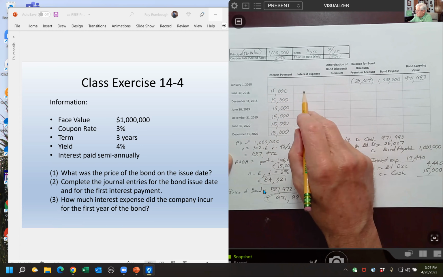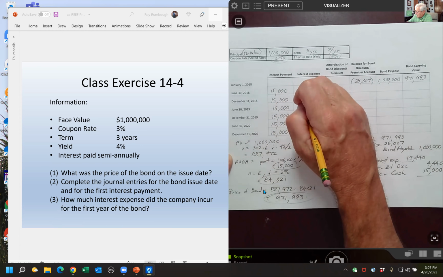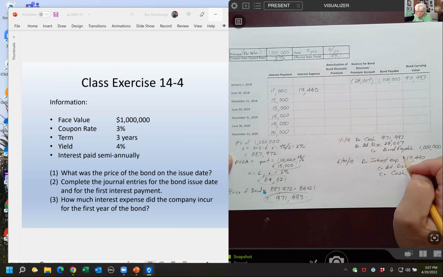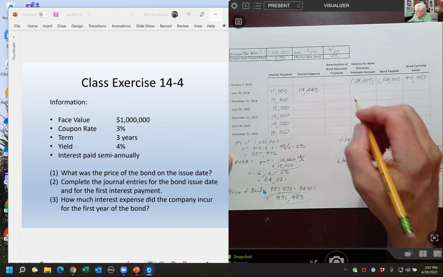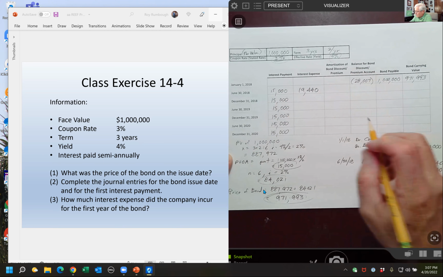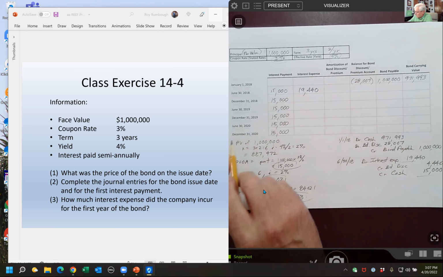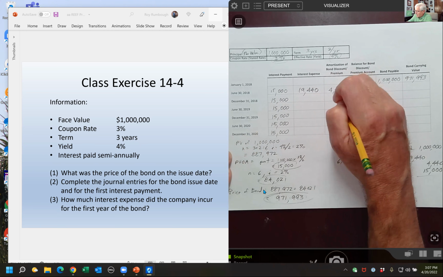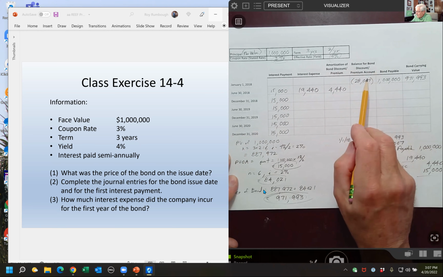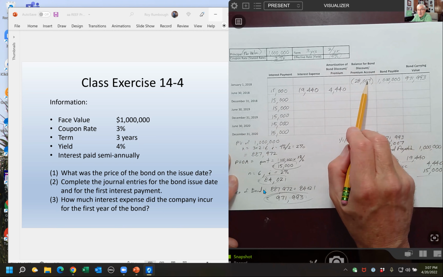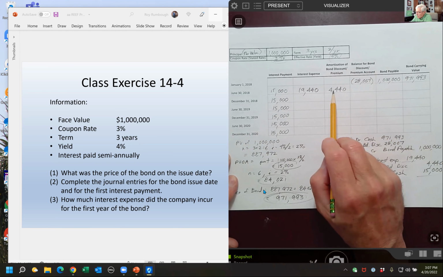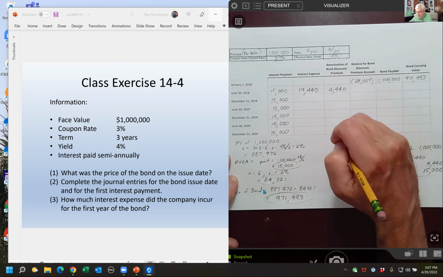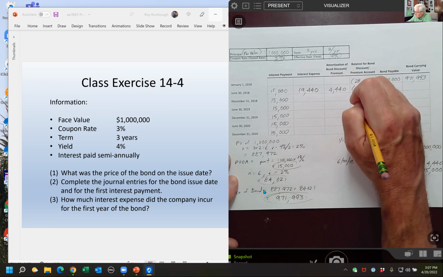And interest expense is 2% times that, 19,440. And so the amortization is going to be the difference between the 15,000 and 19,440, which is 4,440. So I have a debit balance here, 28,007. I'm going to credit that with my bond discount amortization. So it's going to come down to 23,567.